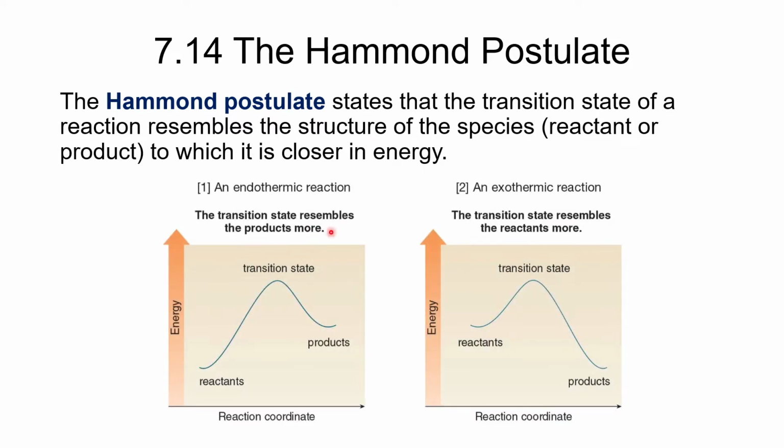If you have an endothermic reaction, well, for any reaction, the transition state is somewhere in between your reactant and your product. But for an endothermic reaction, the transition state more closely resembles the product because it's closer in energy. For an exothermic reaction, the transition state more closely resembles the reactants because it's closer in energy to that. So that's what the Hammond Postulate tells us: the transition state is going to resemble the thing that it's closer in energy to. That's the quick way of thinking about it. Whatever it's closer to, that's what it looks like.